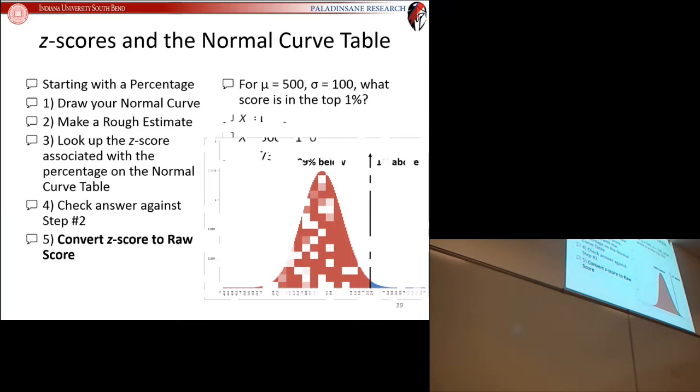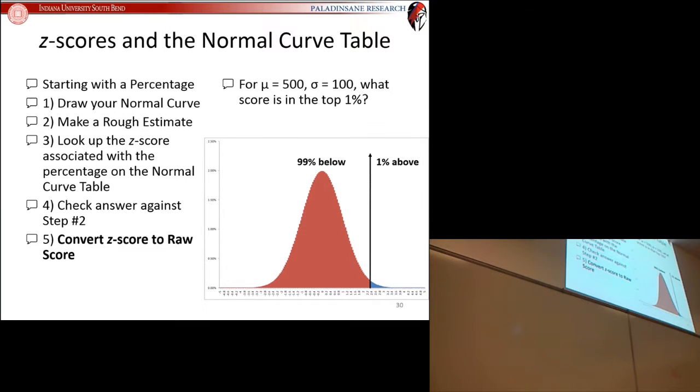So, if you wanted to score in the top 1% on a section of the SATs, you would need to get a raw score of 733. That's how high you need to go in order to get into that top 1%.